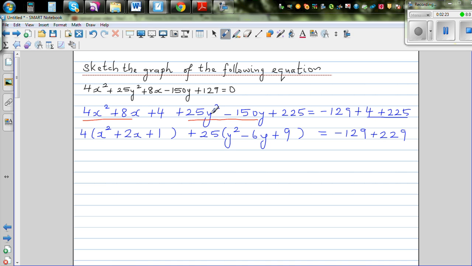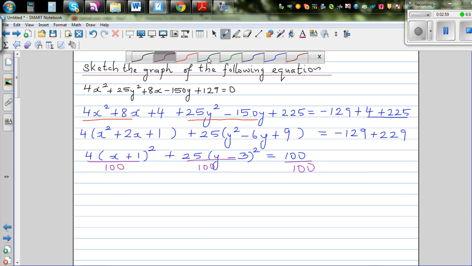So leave a gap, and then it becomes, this is a perfect square, and this is also a square. So this is 4 times x plus 1 the whole squared plus 25 times y minus 3 the whole squared is equal to, this is 100. Now I want to get a 1 here, so I'm going to divide the whole thing by 100. I'm going to divide this by 100, this by 100, and this by 100.